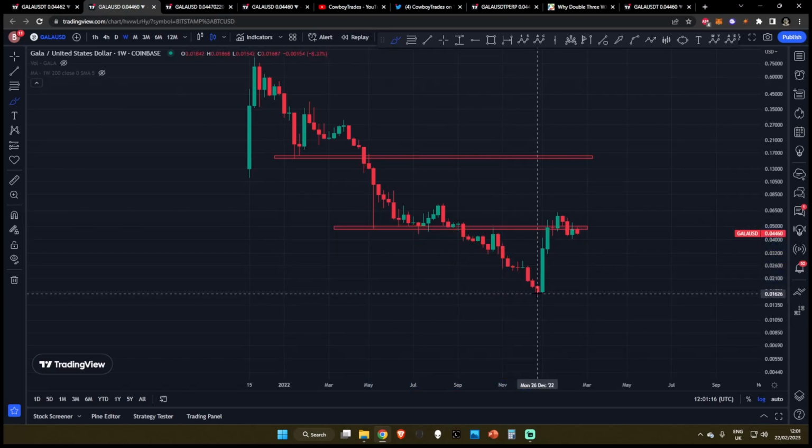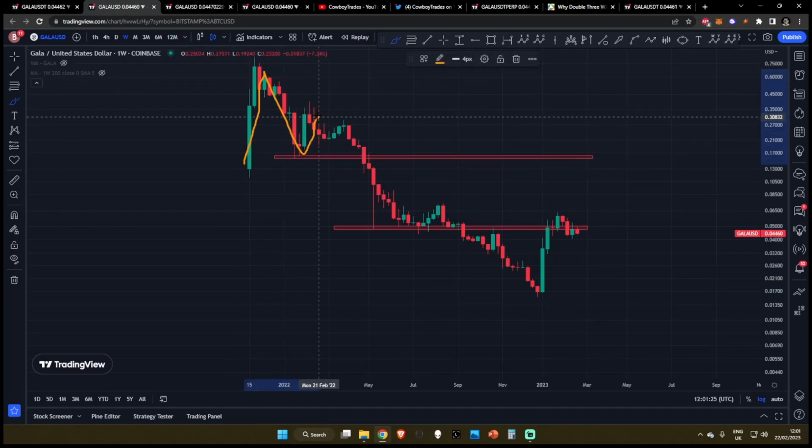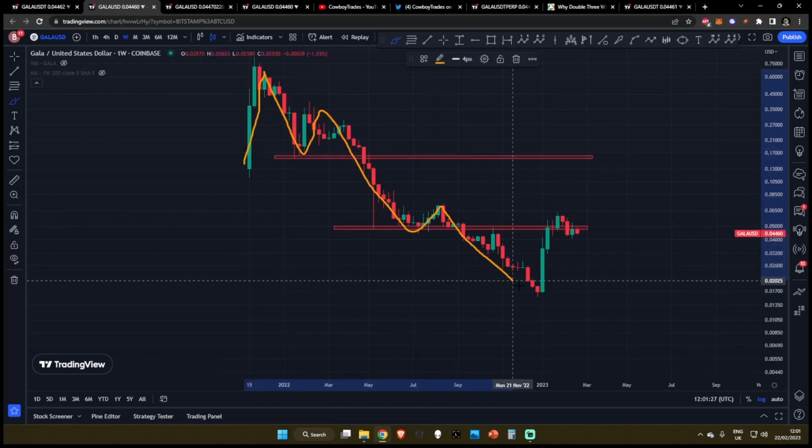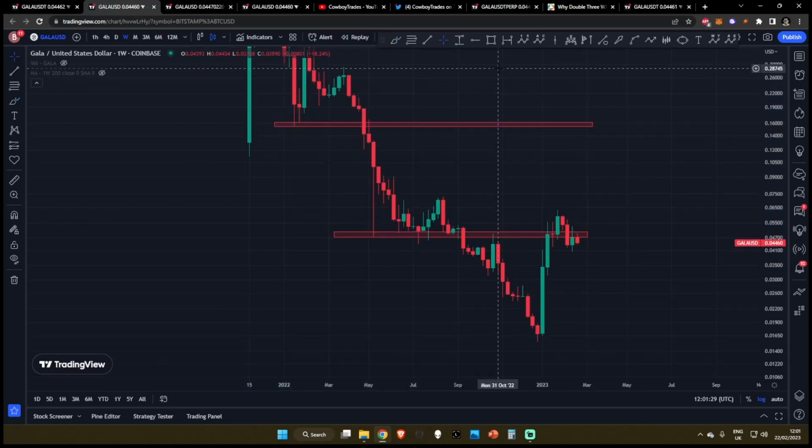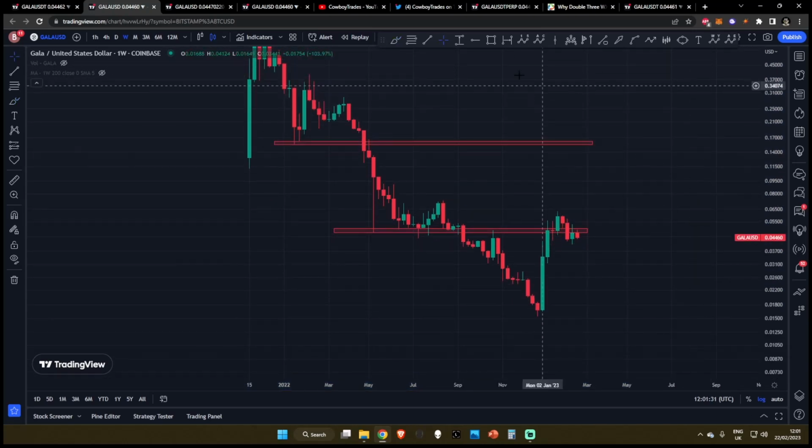We bounce from support, we find a little bit of a feet level, round about some volume profiles, and we have a huge, huge move to the upside. Gala Games is very, very whiplashy, and these moves happen very, very quick. So I think we're gonna come down to 1 cent a lot sooner than most people think.